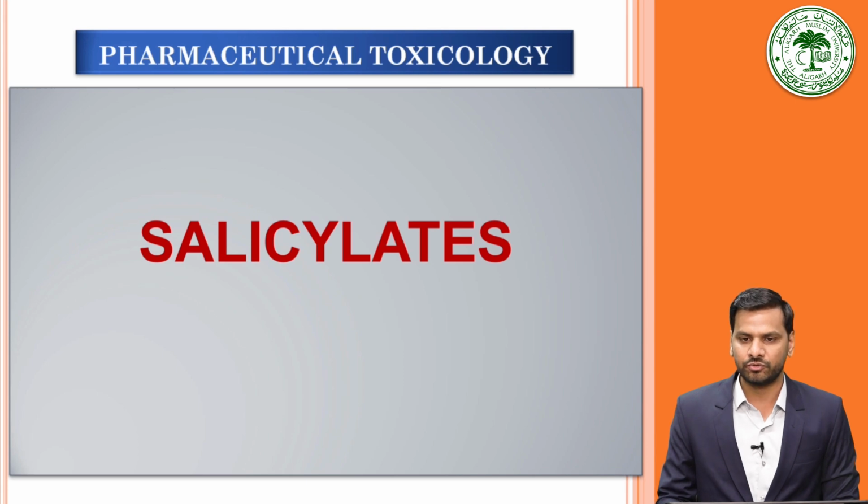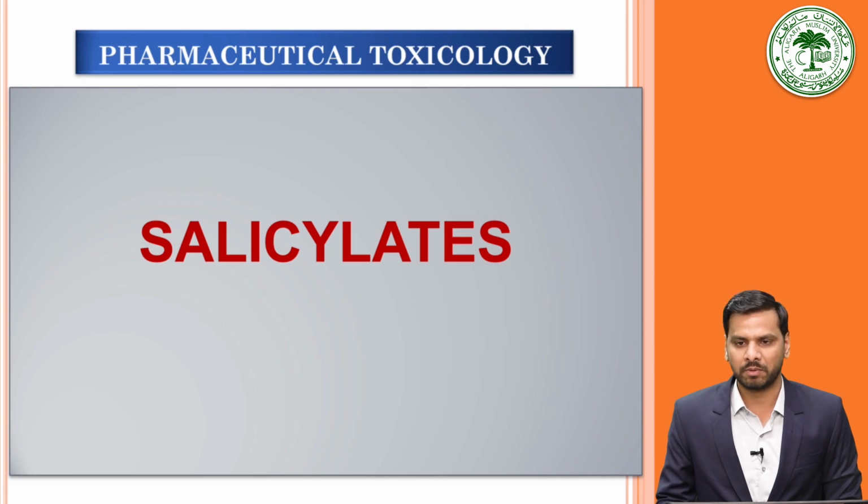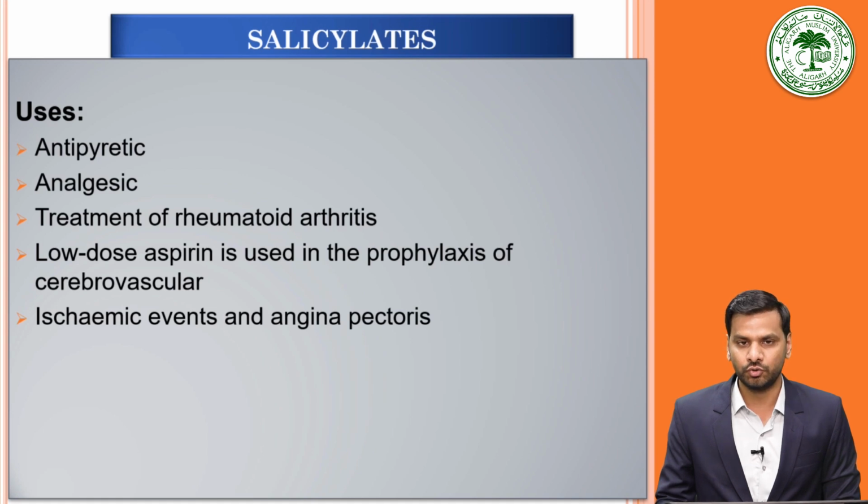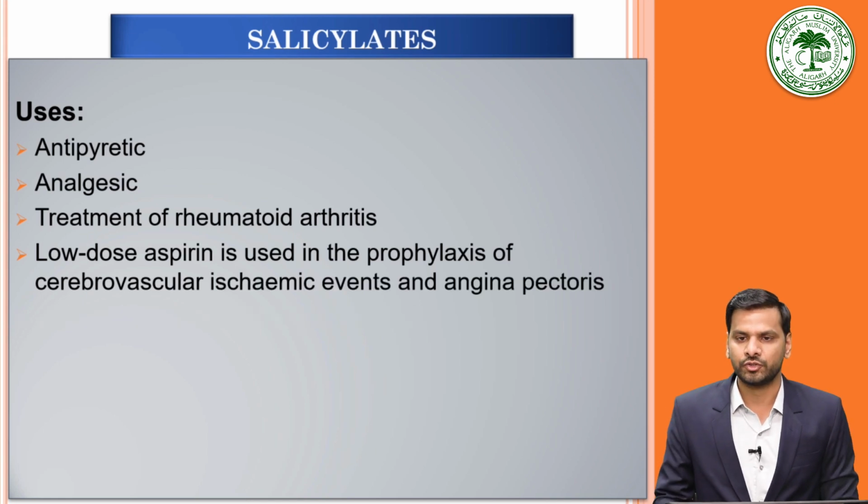Salicylates for therapeutic use are available as tablets, capsules, powders, effervescent tablets, and liquid preparations for ingestion, rectal suppositories, and as liniments, creams, and lotions for topical application. Uses of salicylates: they are used as antipyretics and analgesics, and in the treatment of rheumatoid arthritis. Low-dose aspirin is used in the prophylaxis of cerebrovascular ischemic events and angina pectoris.